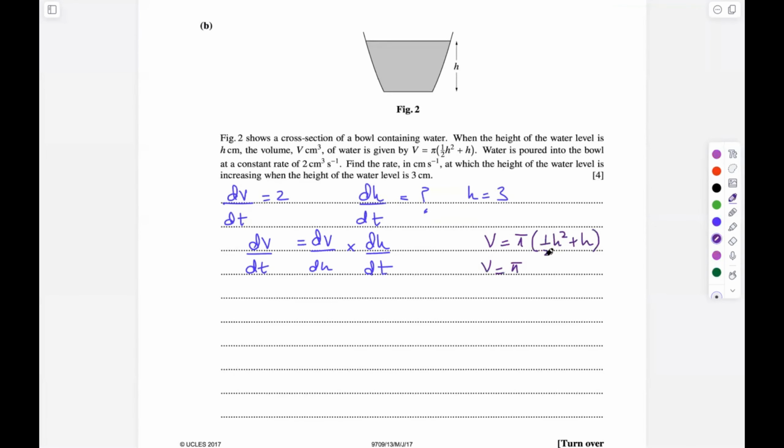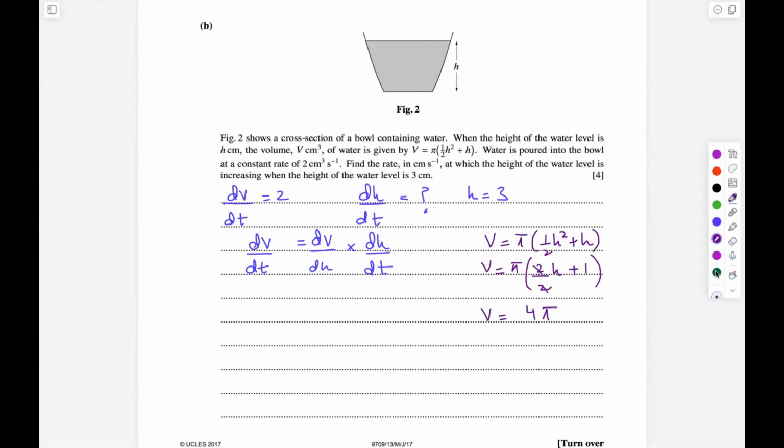So differentiating ½h², the 2 will multiply with the coefficient, so that will become 2/2 h plus, and this will become 1. So 2 and 2 will cancel out. The value of h is 3, so this will become 3 + 1, which will be equal to 4π.